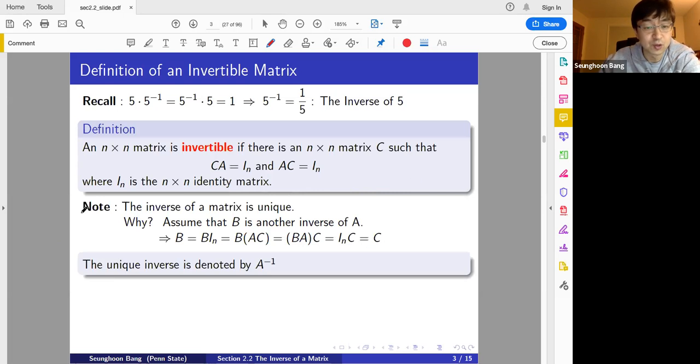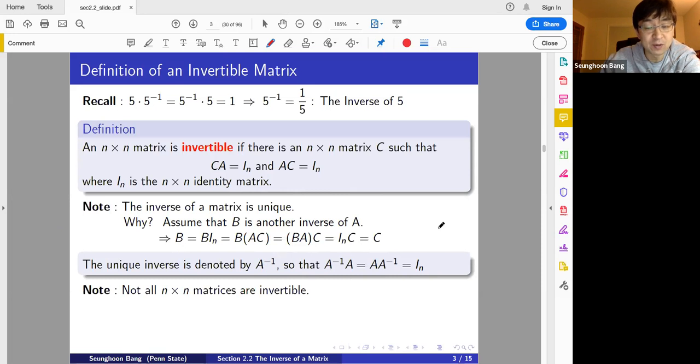So we can use a notation: A to the minus 1, the inverse of A. We call it the inverse of A. So the inverse of A times A equals A times the inverse of A, which is exactly the identity matrix IN.